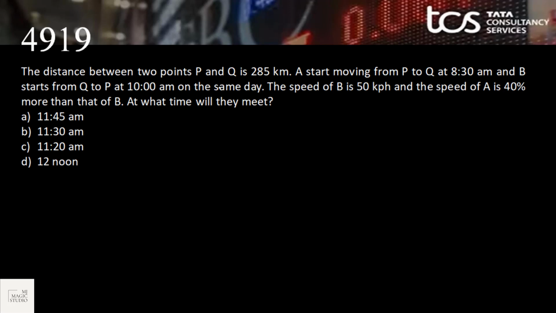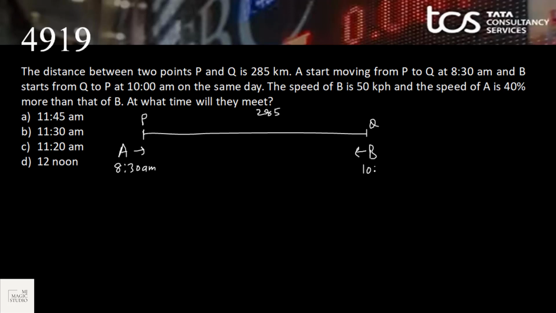The distance between 2 points P and Q is 285 kilometers. A starts moving from P to Q at 8:30 am and B starts from Q to P at 10 am, after 1.5 hours. The speed of B is 50 km per hour and speed of A is 40% more than that of B. 40% of 50 is 20, that means speed of A is 70 kph.